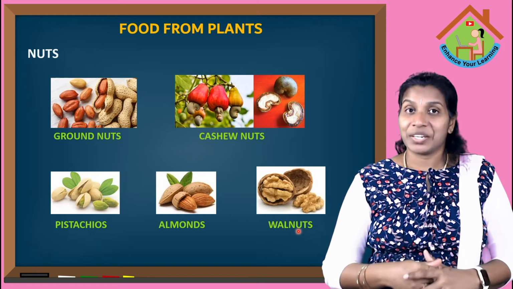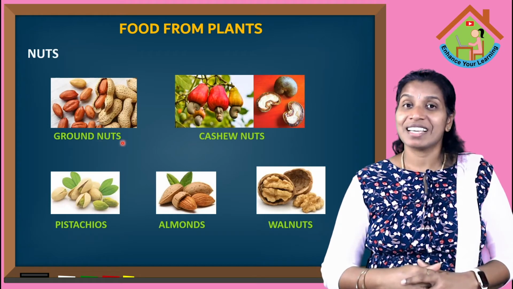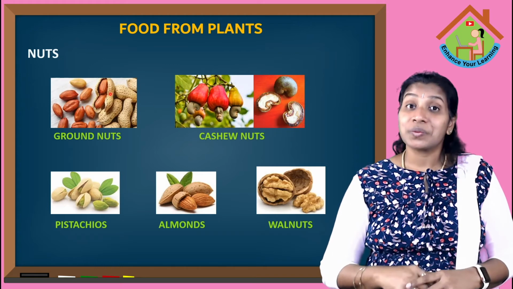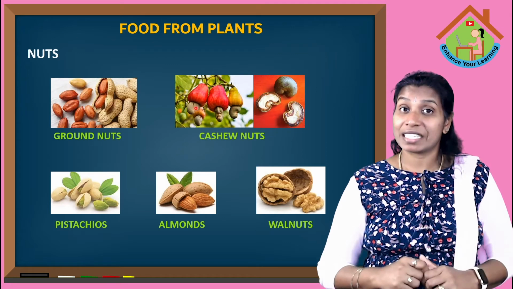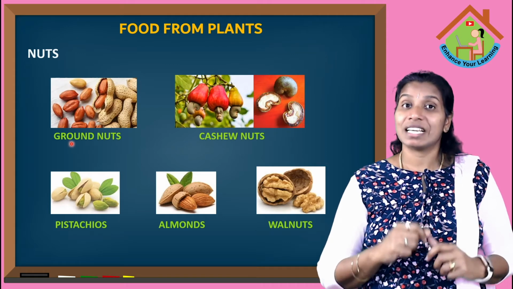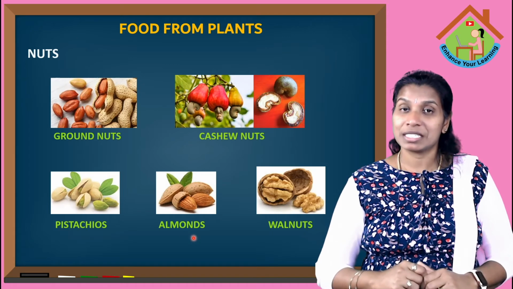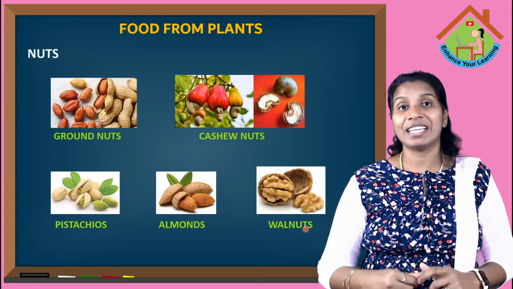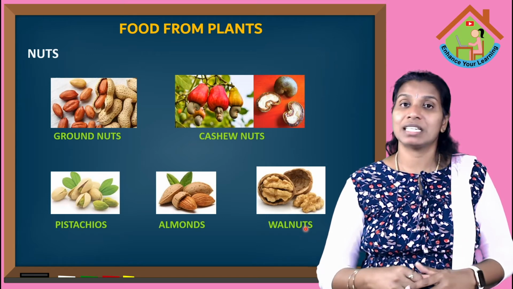Okay, can you repeat after me, kids? What do you mean by nuts? Nuts are the fruits with hard covering. What are the examples of nuts? Groundnut, cashew nut, pistachios, almond, and walnut. Okay, and there are many more other nuts also.